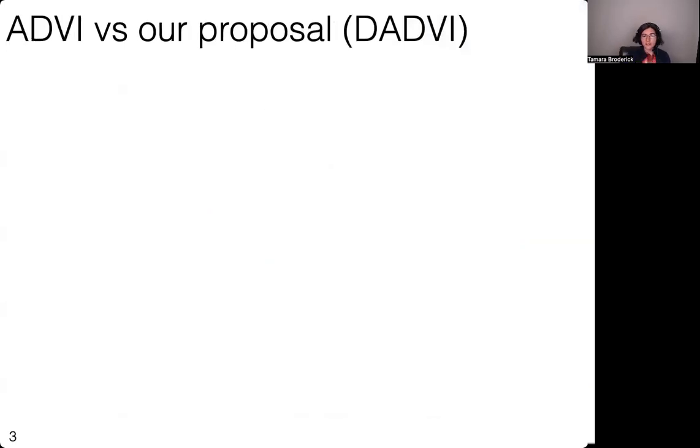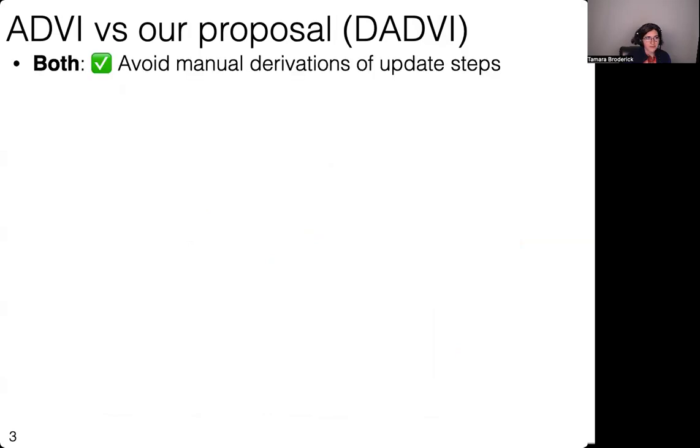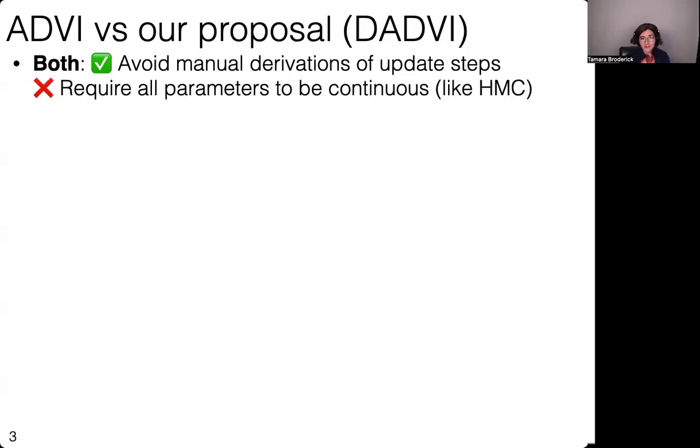Okay, so what are the pros and cons of ADVI and our new proposal, deterministic ADVI or DADVI? Well, first, let me say some high-level things about both of the methods. They both do this really important thing that we talked about, which is avoiding these manual derivations of update steps. We don't want any practitioners to have to sit down and derive their posterior approximation algorithm. We want them to focus on their important science, social science, and engineering, and leave the algorithmic stuff to the black box Bayesian inference algorithm.